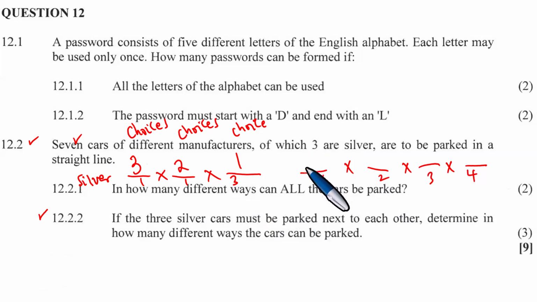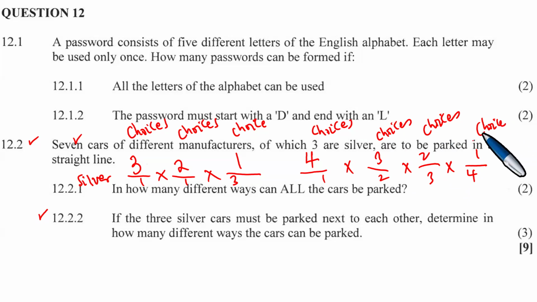Then you realize that out of the other cars, the first car can be chosen in 4 ways. So you have 4 choices for the first car. And then for the next car, you have 3 choices. And then the car after, you have 2 choices. And then you have 1 choice. Which means that for the silver cars, you'd have actually 3 factorial, because it's 3 times 2 times 1, which is also called 3 factorial, multiplied by this one's 4 times 3 times 2 times 1. So it's also called 4 factorial.